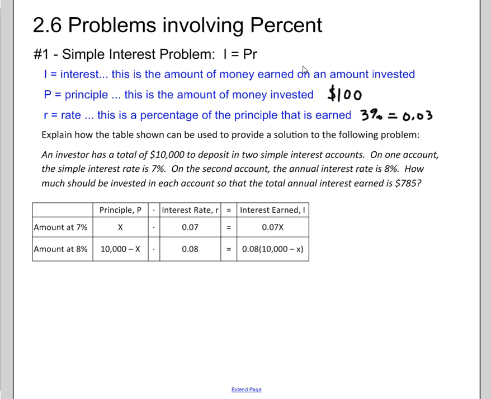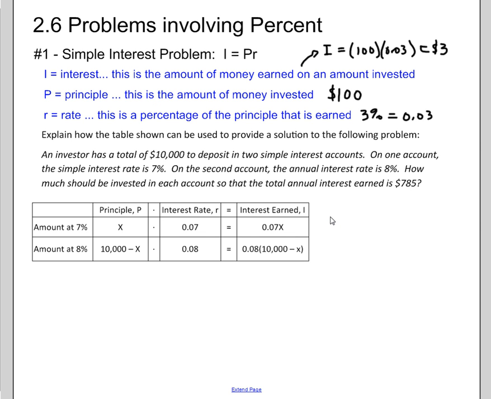So the interest earned is going to be that principal of $100 multiplied by the rate of 3%. And of course, that amounts to 3, which is to say the amount of interest actually earned would be $3. So if they're paying me 3% interest, that means that I'm going to be earning $3 for every $100 that I invest. Well, most problems involving investment, involving percentage, are actually quite a bit more complicated than this.